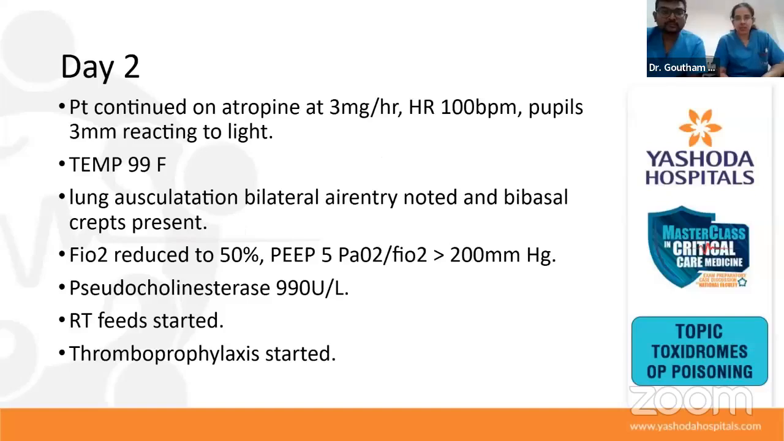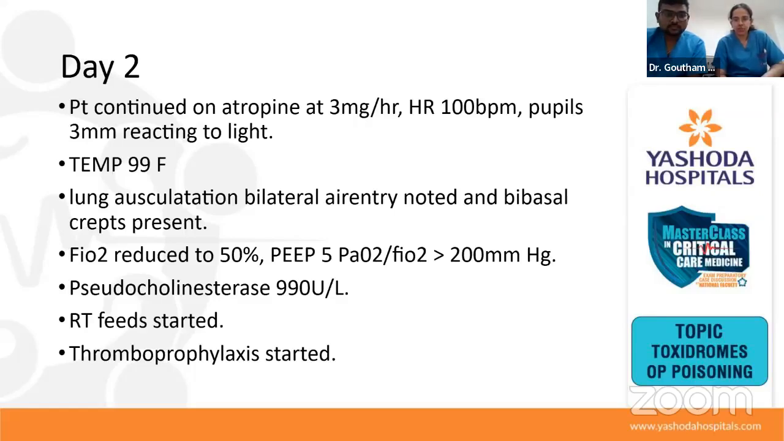Patient continued on atropine at 3 mg per hour. Heart rate is around 100 beats per minute. Pupils 3 mm reacting to light. Temperature around 99 degrees Fahrenheit. On auscultation, bilateral air entry noted and bibasal crepitations are present.